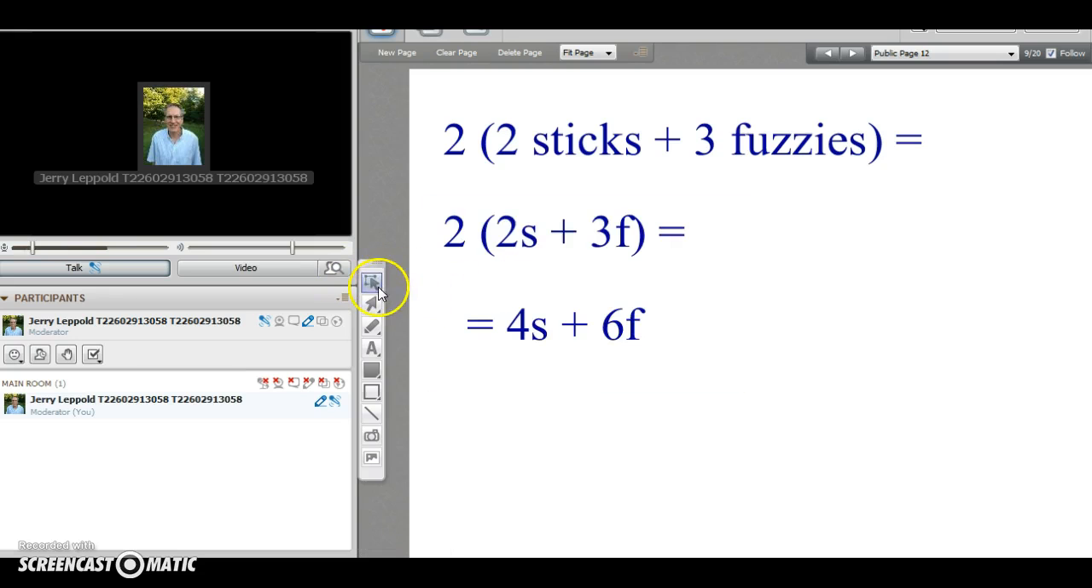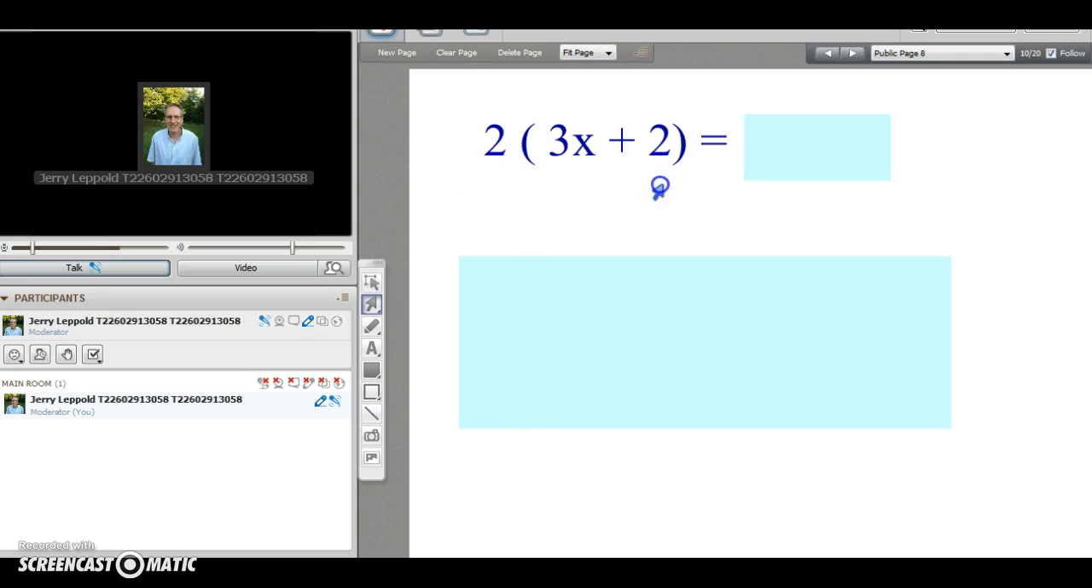To write this as an equation, we could use a variable like S for sticks and F for fuzzies. So you can see how it would be 4 sticks and 6 fuzzies. It's like a tongue twister there, but you get the idea. So the main thing about distributive property is this number times the first one plus the same number times the next one. In this case, you can't add these two together. They're two different things. You can't add sticks and fuzzies. So that's why you'd have to use the distributive property, and this would be your answer. You can't combine these anymore. That's the answer.